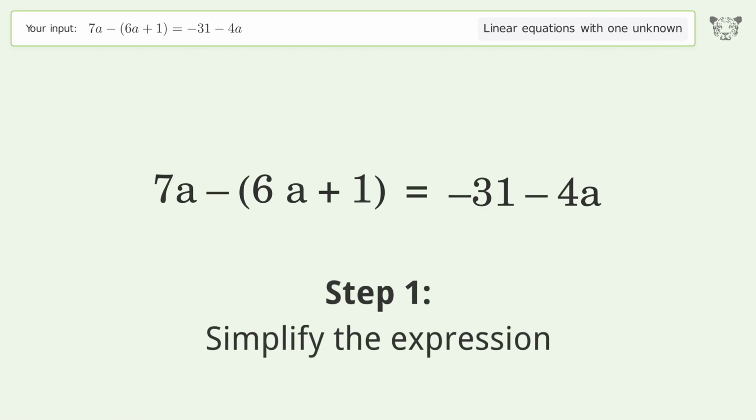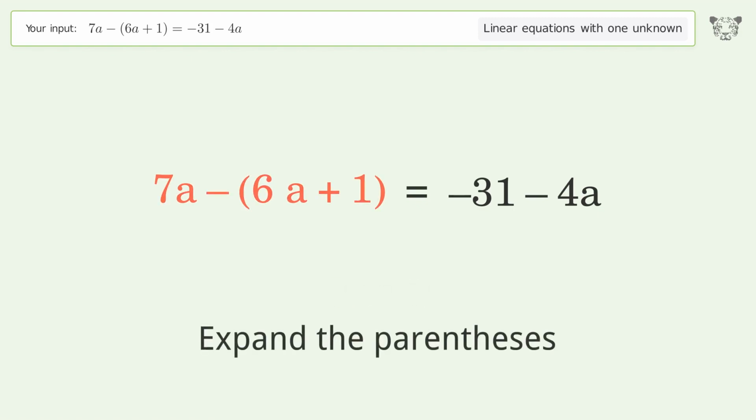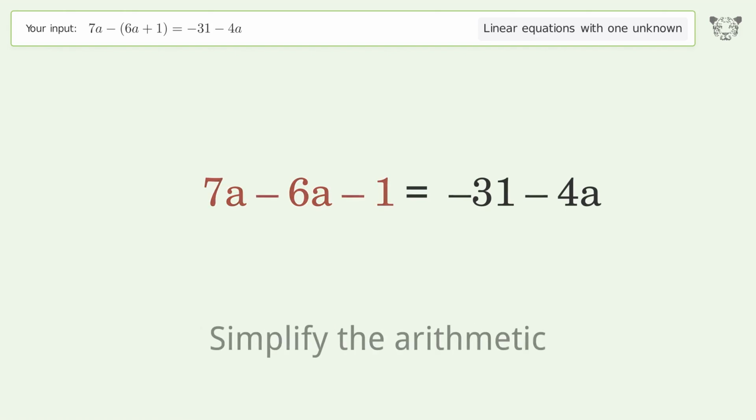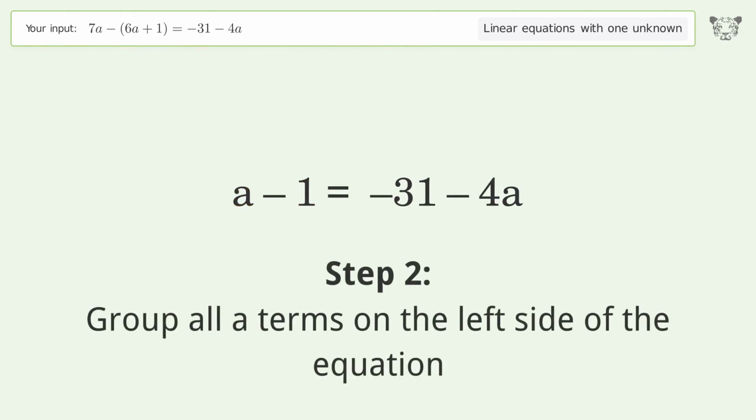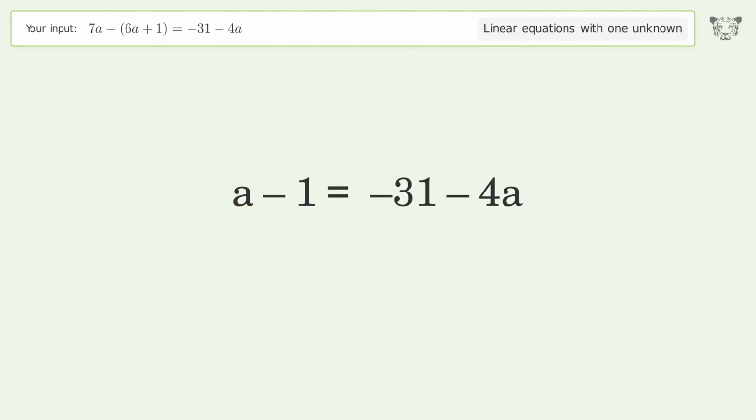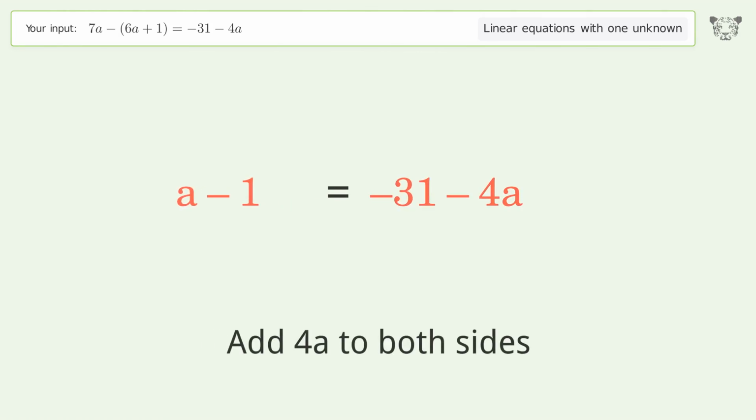Simplify the expression. Expand the parentheses. Simplify the arithmetic. Group all a terms on the left side of the equation. Add 4a to both sides.